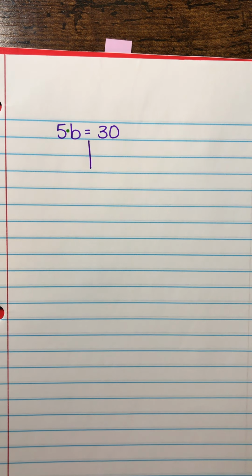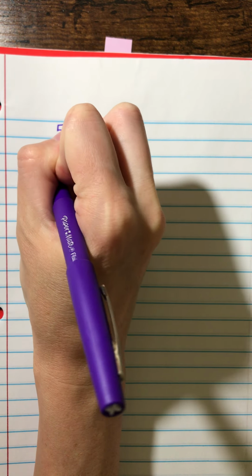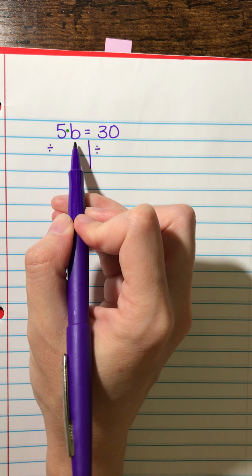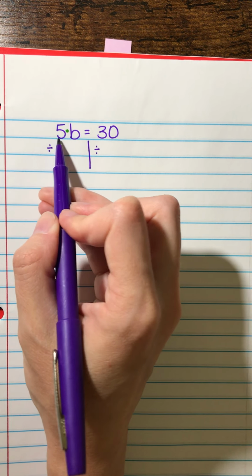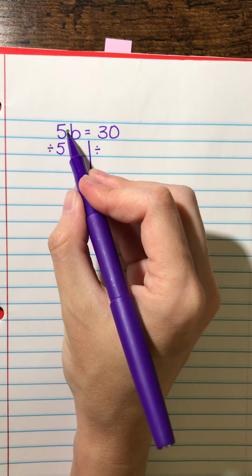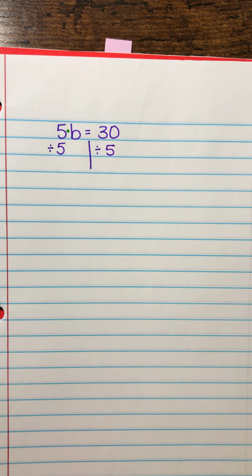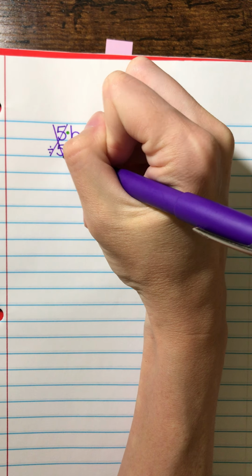So I hope you know that the opposite of multiplication would be division. And if my goal is to get the letter B all by itself, I have to get rid of whatever is there with the letter B, which would be the number 5. So instead of multiplying by 5, I'm going to divide by 5. And what I do to one side, I have to do to the other side. All right, now these two cancel each other out.